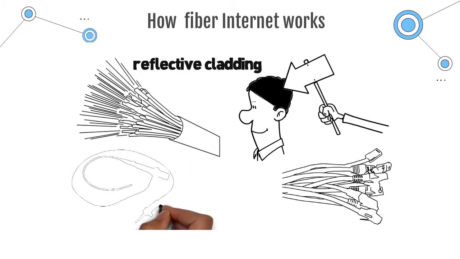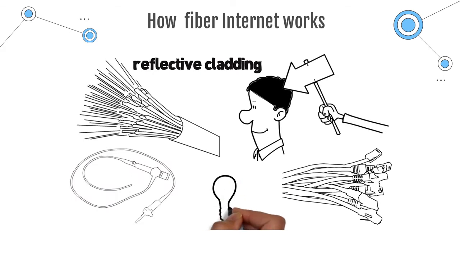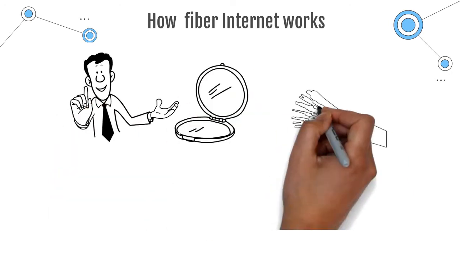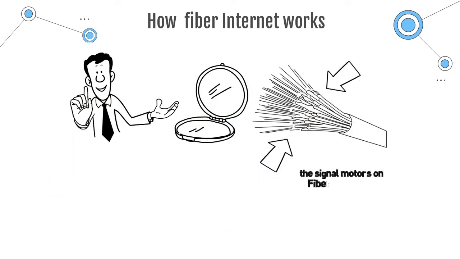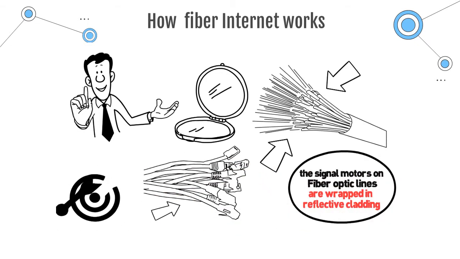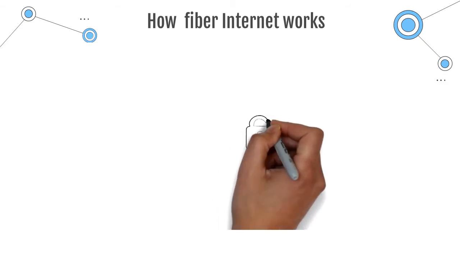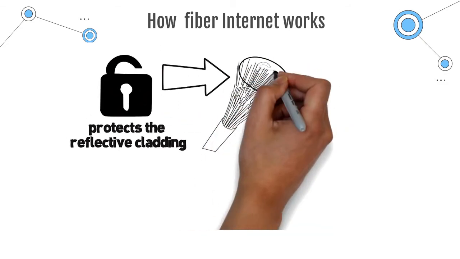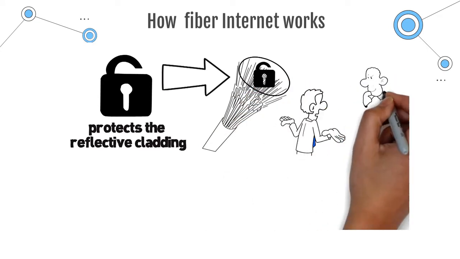Imagine a tiny flashlight on one end of the cable. Pointed straight ahead, its light beam would stop the first time the cable bent. But if the walls are all essentially made of mirrors, the signal moves on. Fiber optic lines are wrapped in reflective cladding so that light signals bounce around every bend without losing speed over distance. A buffer coating protects the reflective cladding and the glass fibers inside, shielding them from damage and breakage.